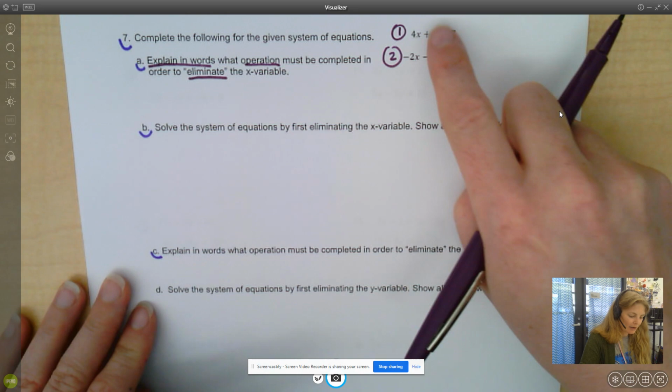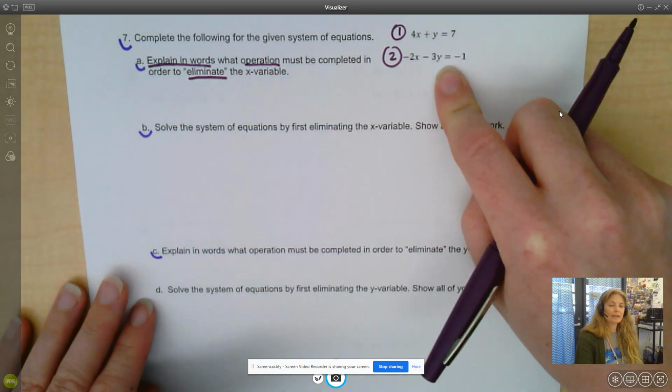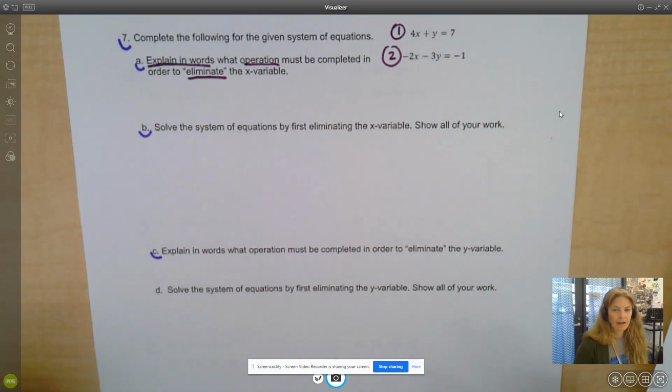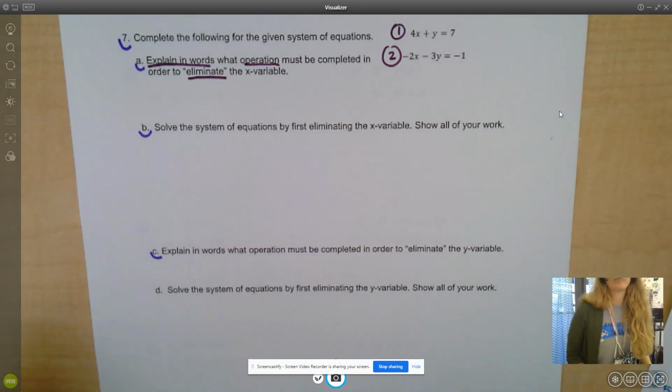So taking a look here, equation 1 and equation 2, notice none of the variables are additive inverses, just opposites of each other, and none of them are equal.